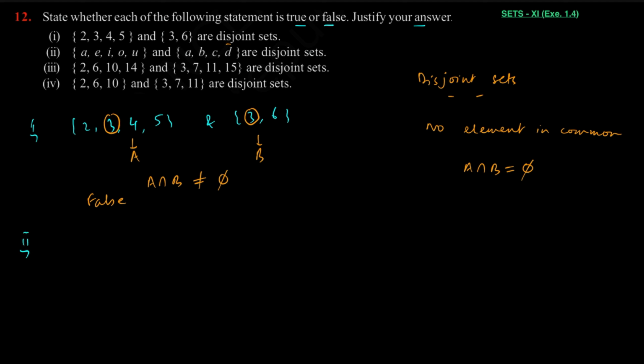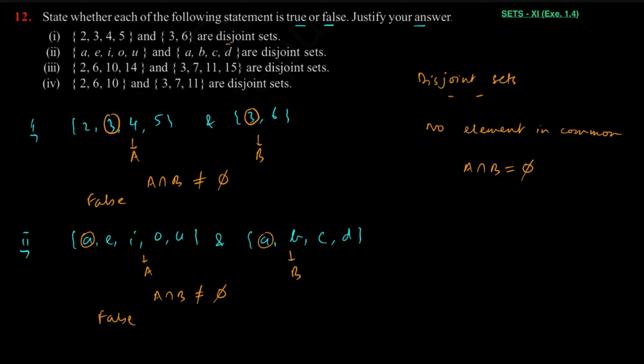Part number 2. Here we have first set with elements as A, E, I, O, U, and we have second set with elements as A, B, C and D. Element A is common to both the sets. Now let us suppose this is set A, and let us suppose this is set B. Here again A intersection B is not an empty set, so this statement is again false.